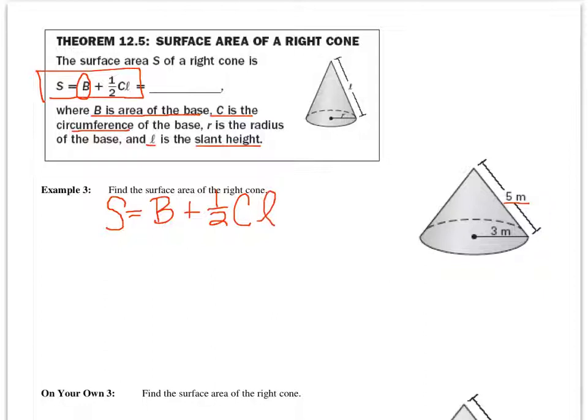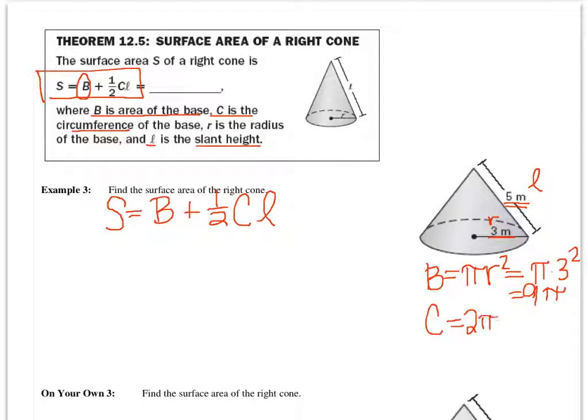And let's look at the picture. This 5 right here, that's my slant height. My base area, since it's a circle, it's pi times our radius squared. Well, my radius here, that's my r, that's 3. So I've got pi times 3 squared, so my base is 9 pi. It's my base area. My circumference of my base, well, that's 2 pi times your radius. So my circumference of my base is 2 pi times 3, and that's 6 pi.